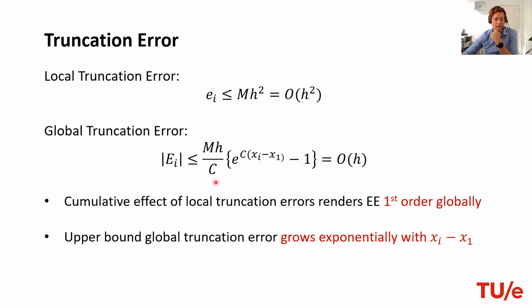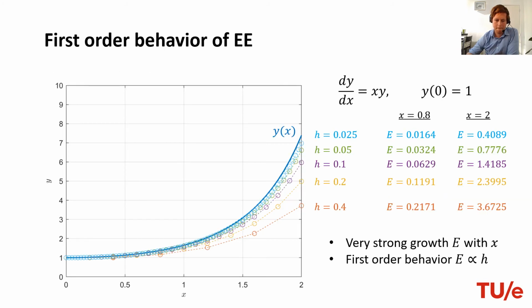But also important is that we see that this upper bound grows exponentially with x_i minus x_1. So if we integrate this initial value problem over a longer horizon, so we go to larger and larger x, then also this upper bound for the error grows exponentially. So this is something really to keep in the back of your mind whenever you're integrating initial value problems over a long horizon, that you should be aware that truncation errors can really accumulate and get very large.